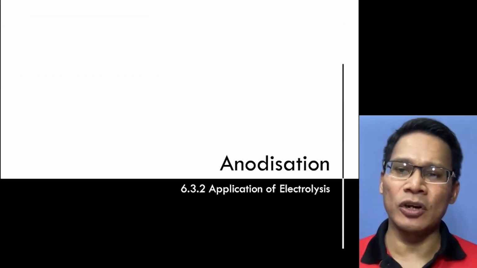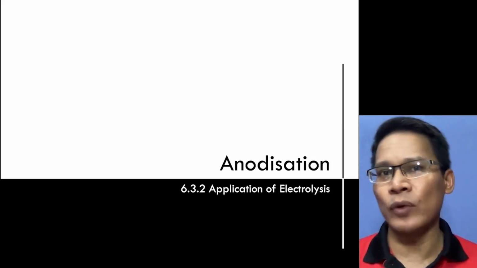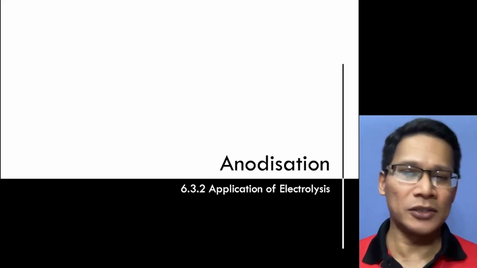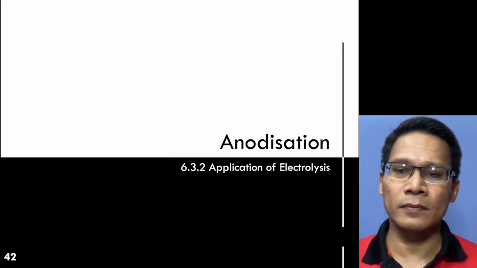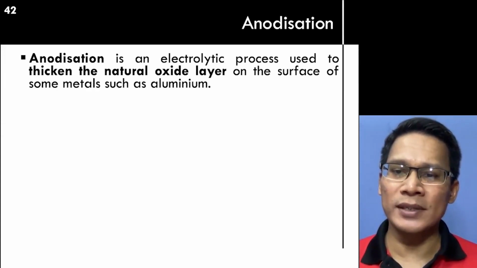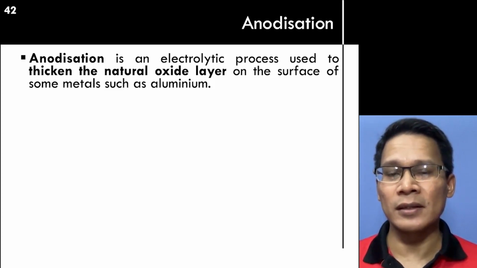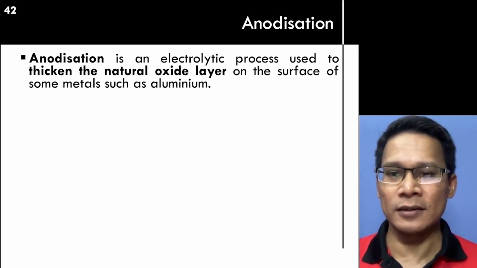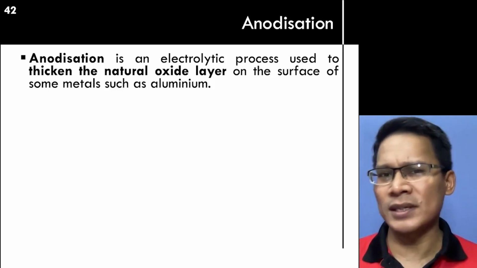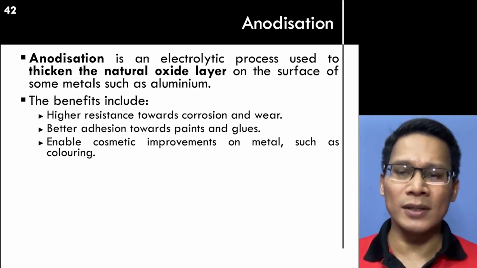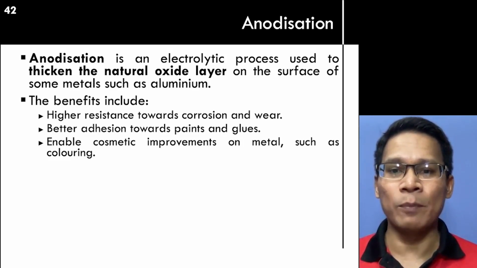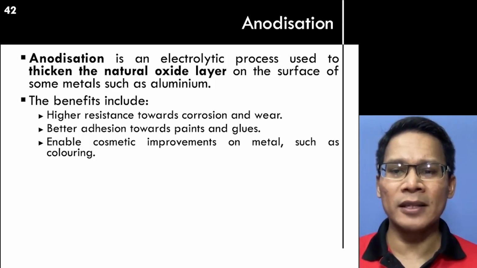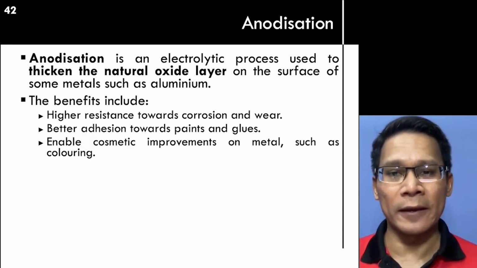Let's look at another application of electrolysis, which is also related to aluminium. The electrolysis process involved is known as anodization. Anodization is a process whereby the surface of a metal, such as aluminium, is thickened with a layer of its natural oxide. What is the use of this process then? Some metal oxide layers are rather tough and provide a strong protective surface for the metal. This will make the metal more resistant to corrosion and wear.